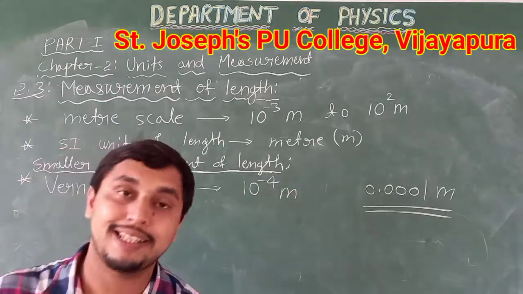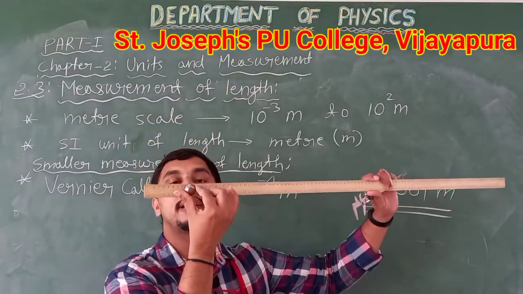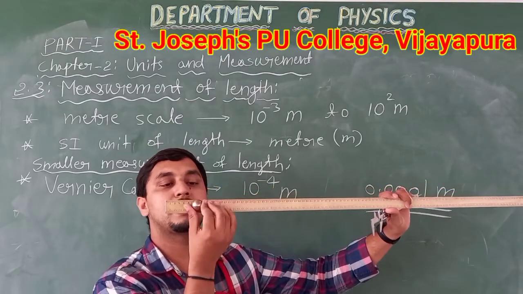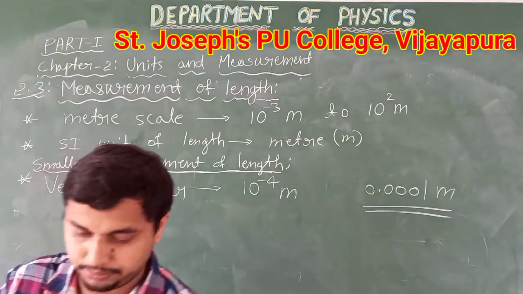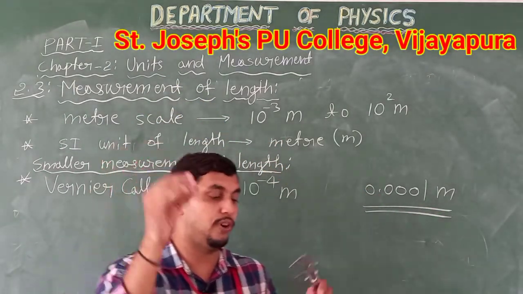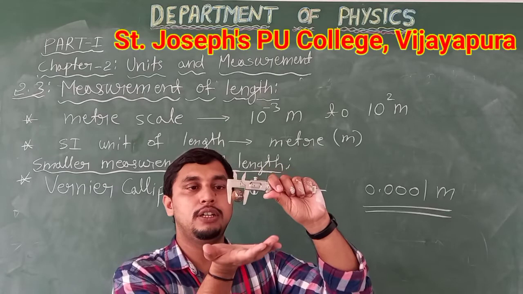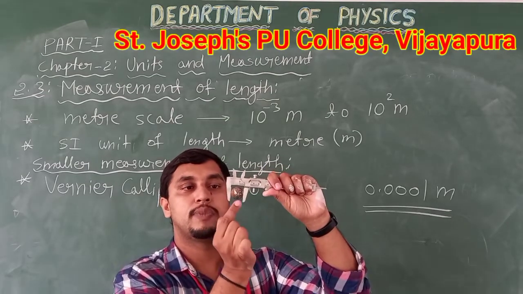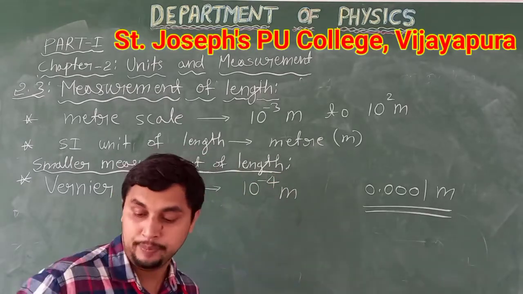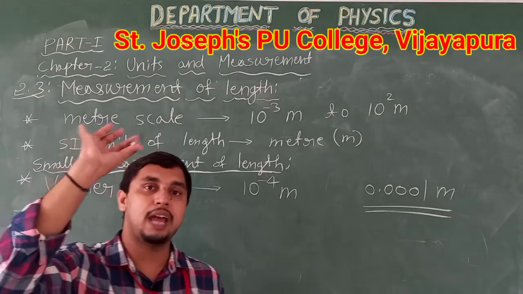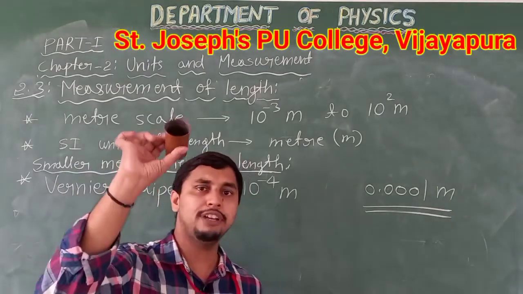And also, it is impossible to measure the diameter of this spherical object by using a meter scale. By using a meter scale, it is not possible to measure the diameter of this solid sphere. So for that purpose also, I am using the vernier caliper to measure the diameter of this spherical object. So you will perform this in a laboratory. You have an experiment, so you have to measure the diameter of the spherical object by using the vernier caliper, like that.